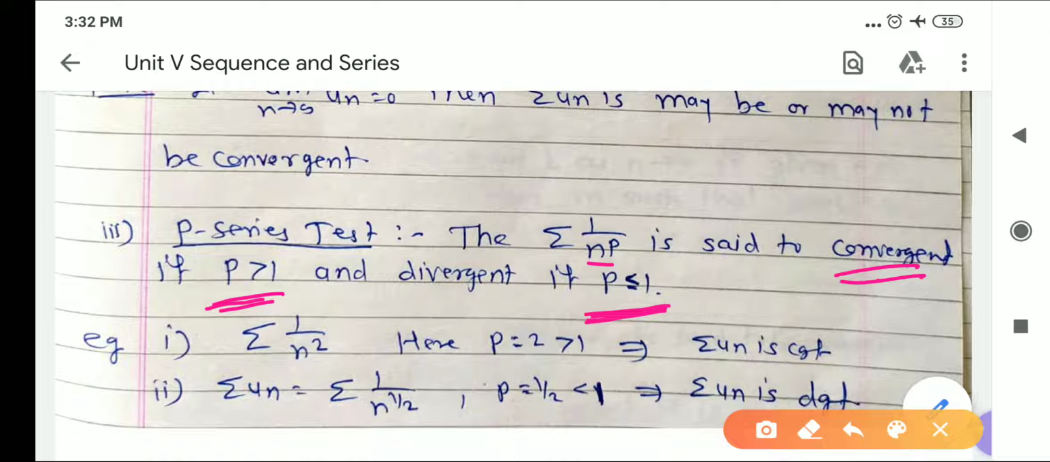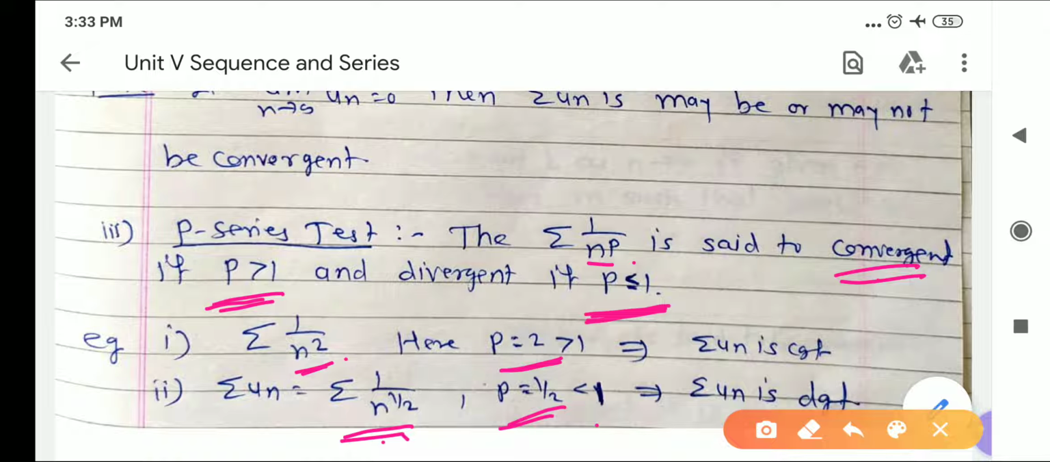For example, series 1 upon n square. Compare this 1 upon n square with 1 upon n raised to p. What is the value of p? P equal to 2. So 2 is greater than 1. Therefore, series un is convergent. If we take second example here, series 1 upon n raised to half. Compare this with 1 upon n raised to p. So p equal to half. Half is less than 1. Therefore, series un is divergent. Okay. So using p series test, we can decide nature of series, that is convergent or divergent.